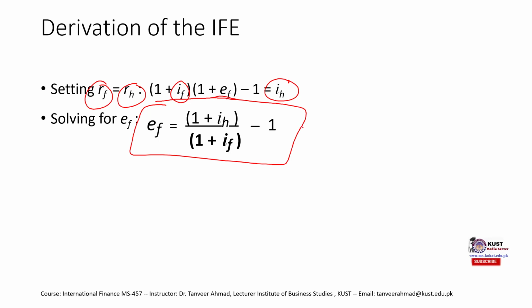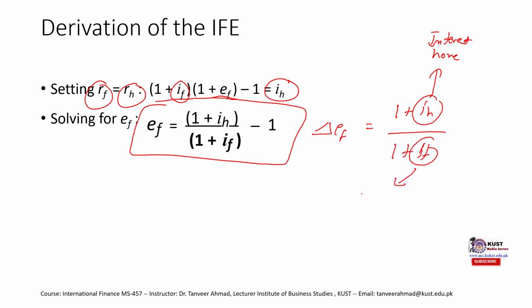So it is similar to the purchasing power parity formula, and it says that the change in exchange rate of a foreign currency would be equal to 1 plus IH, where IH stands for interest in the home country, divided by 1 plus IF, where IF stands for interest in the foreign country, minus 1. So this would give us the change in the foreign currency.